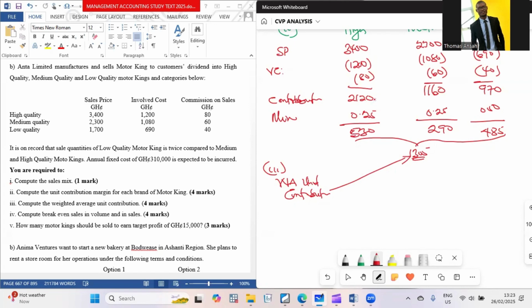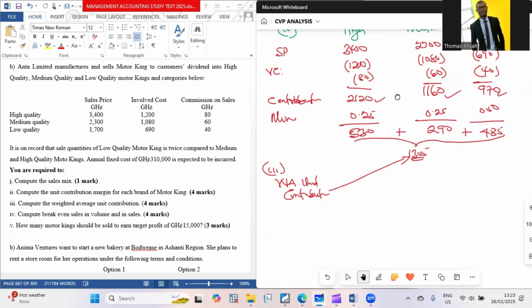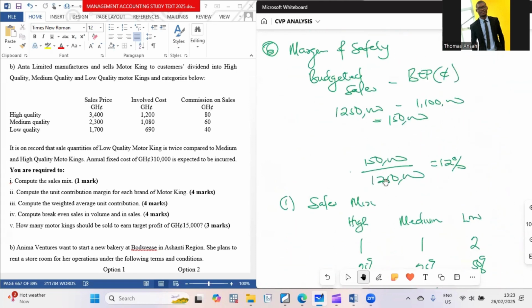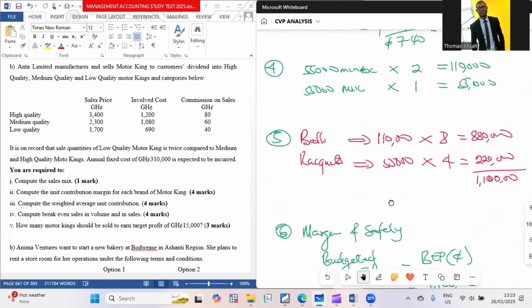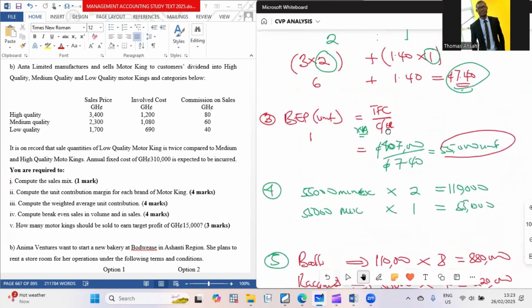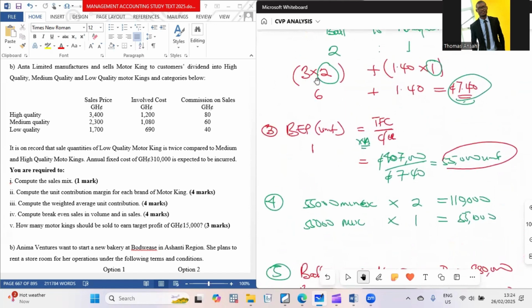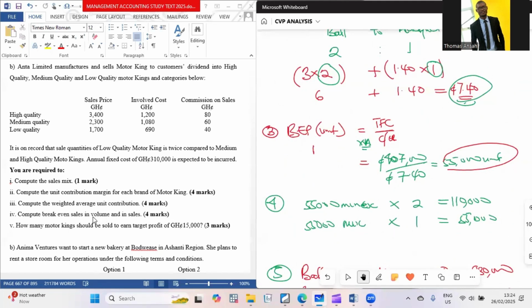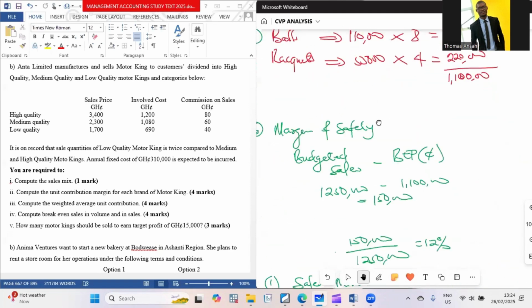Because the unit contribution for each one is this, and as I have weighed it, that is what I have done. Just like the way we did here, when we found a contribution, we multiplied by the weighing. That is what we have done. Now we have been asked to calculate the break-even in volume and in sales. So easy, right?